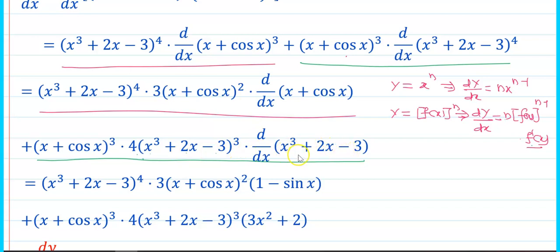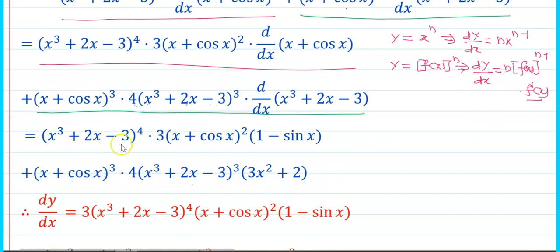And what about the derivative of x cube? It is 3x square, and the derivative of 2x, derivative of x is 1, 2 into 1 is 2, and derivative of minus 3, it's a constant, its derivative is 0. And here it is written, the (x plus cos x) bracket cube as it is, 4 into (x cube plus 2x minus 3) bracket raised to 3, and the derivative of x cube is 3x square plus 2. Okay. Next, normal multiplication आहे, that is 3, हा constant आपण पुढे घेतलेला आहे. 3 into (x cube plus 2x minus 3) bracket raised to 4 into (x plus cos x) bracket square into 1 minus sin x.